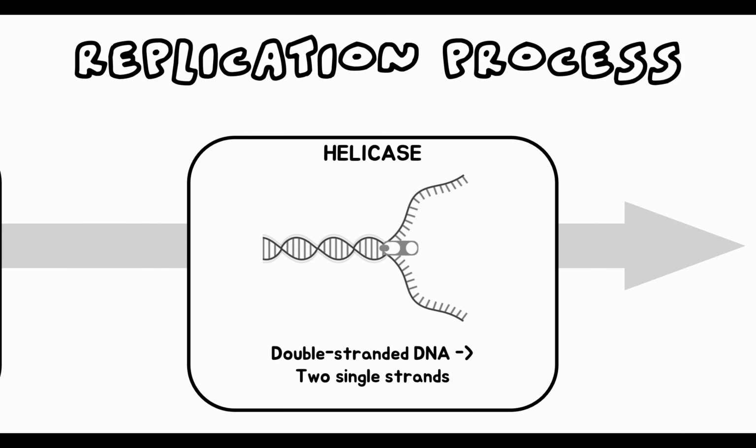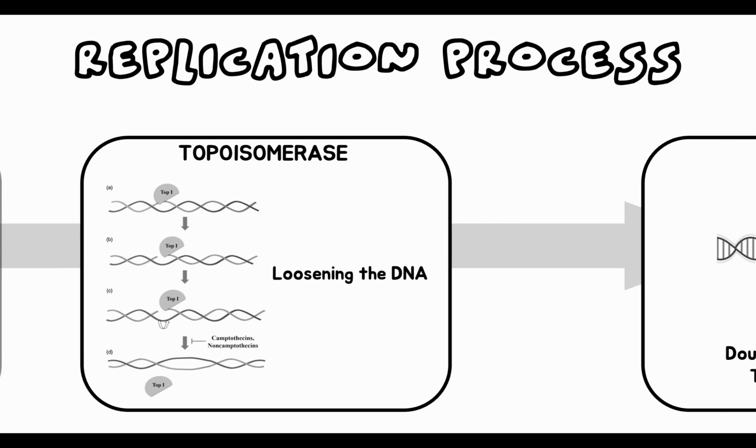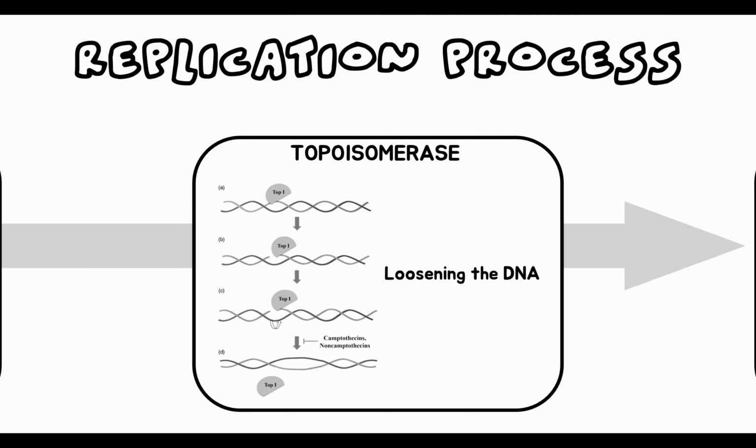To begin with, DNA replication begins at the initiation point when the helicase breaks down hydrogen bonds. This process allows double-stranded DNA molecules to decompress into two single strands, allowing each strand to replicate. Next, topoisomerase loosens DNA.